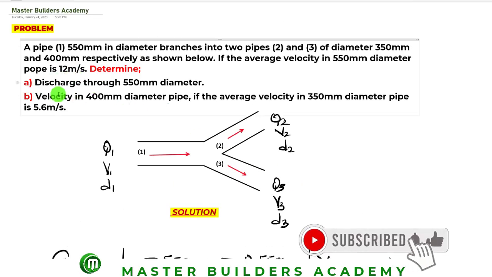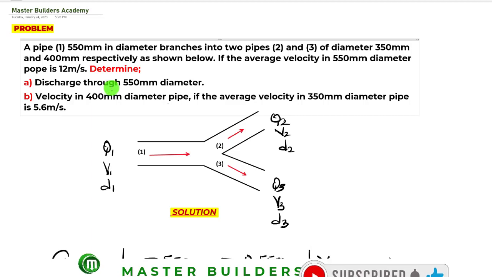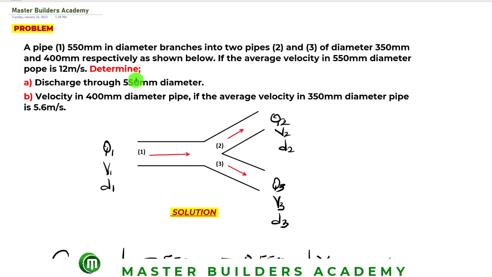When we look at the question now, we are asked to find the discharge through the 550 pipe, which is diameter 1, right? We are to look for the discharge flowing through it. So how do we get to obtain this? The first thing we'll do is to deduce the equation of flow from this diagram. For as long as we have these parameters given, we can actually deduce the equation of flow.